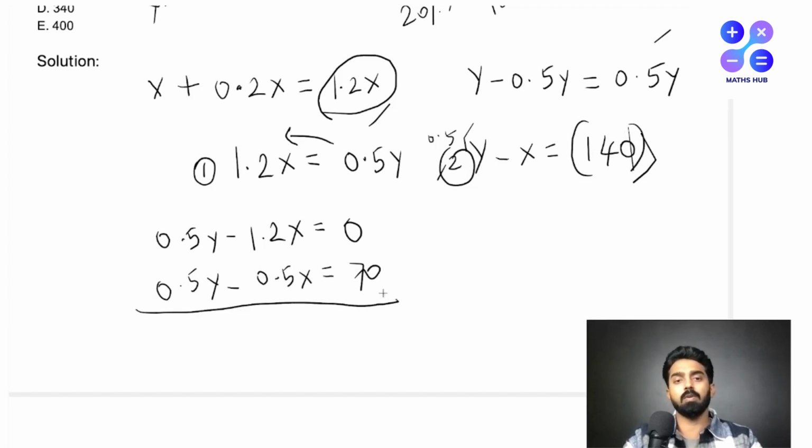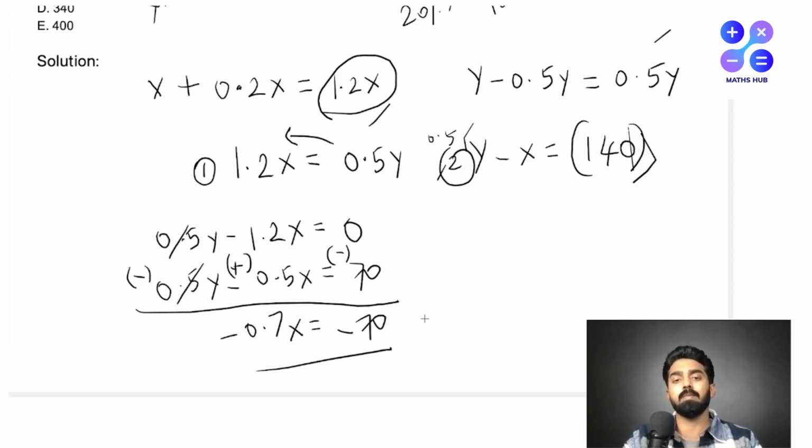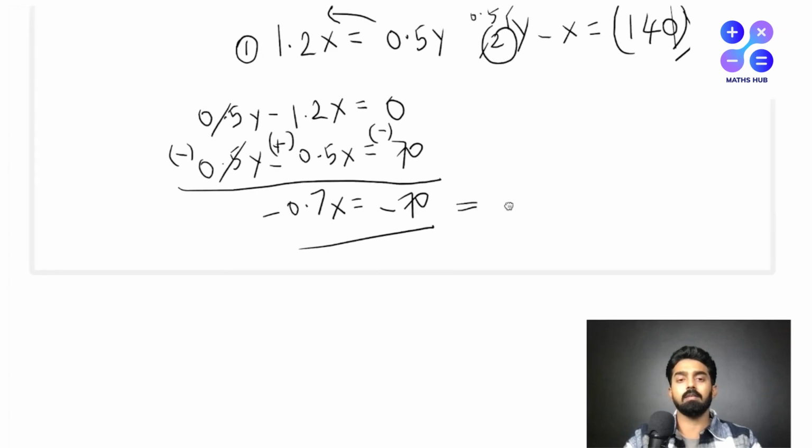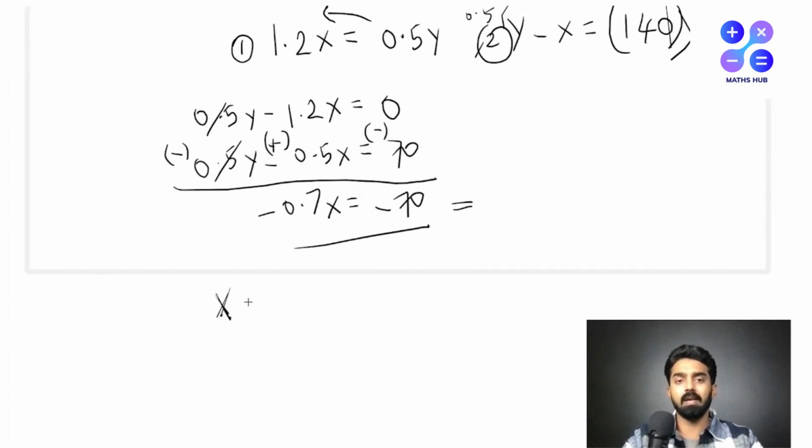So to solve this, what do you do? You try to cancel these out, so you change this symbol and cancel these out. So 1 minus 1.2 plus 0.5 will be minus 0.7, right? This gives you minus 70. So what is 70 by 0.7? 100, right? Not 10. So x is equal to 100. So what is y? We know y minus x is 140. So that means y is equal to x plus 140, right?